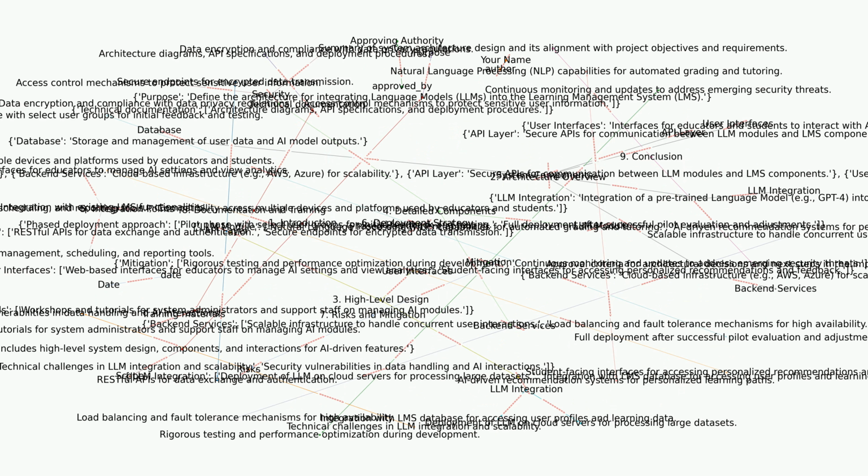9. Conclusion. Summary of the system architecture design and its alignment with project objectives and requirements. Approval criteria for architectural decisions and next steps in the implementation phase.